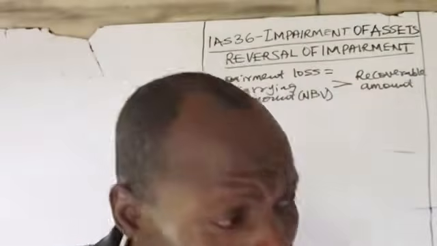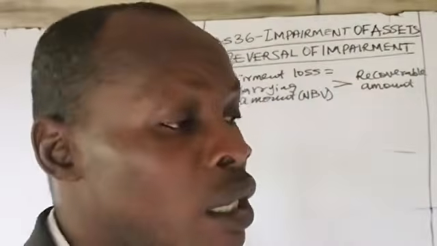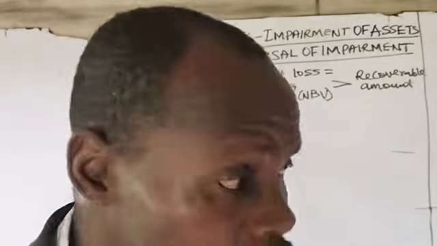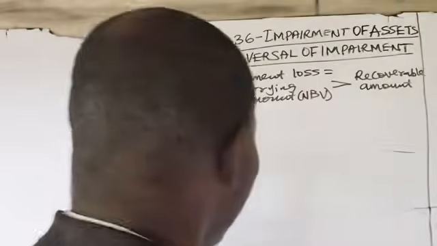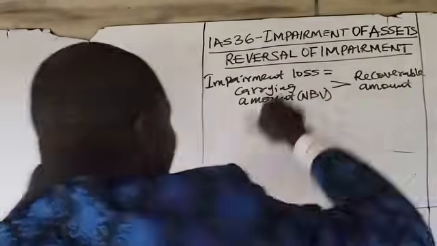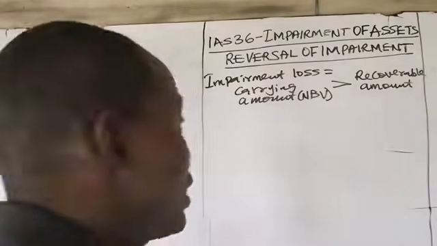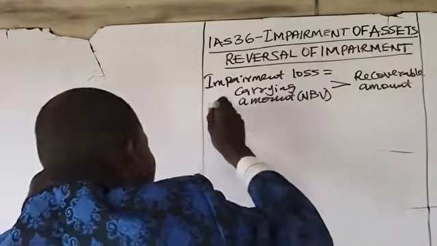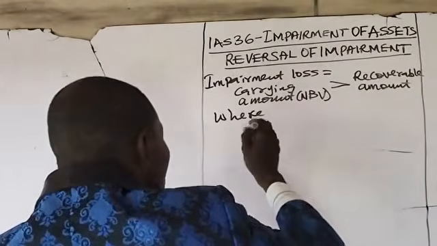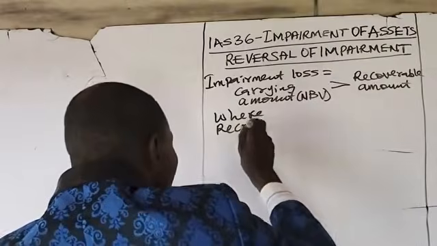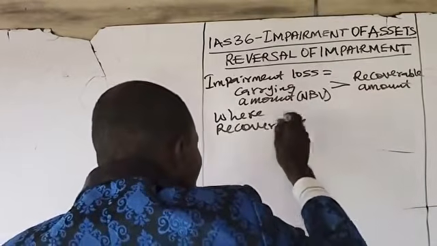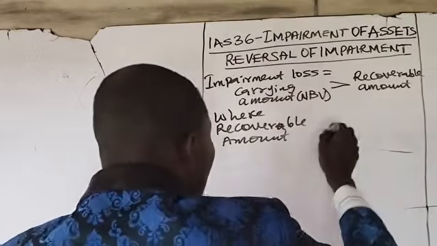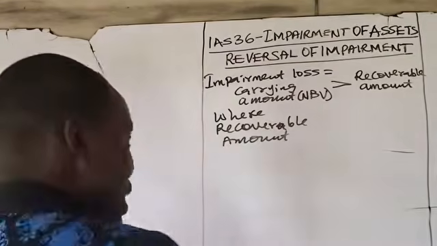Where an asset that has been impaired in the past because its carrying amount is greater than its recoverable amount is subsequently improved, it means the recoverable amount of an asset that has been impaired in the past now turns out to be higher than the carrying amount. That is where the recoverable amount of an asset that has been impaired in the past.